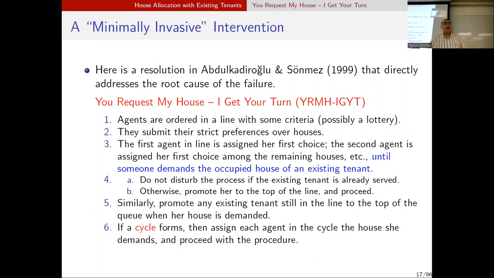Well, I thought a natural thing to do at that point is, first of all, maybe the owner is already gone. I don't need to worry at that point. I don't need to do anything. The house was occupied, but not anymore. The owner is gone. But otherwise, just before giving that house, just move this guy to the top of the queue and let him pick.